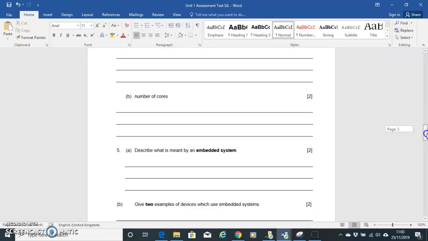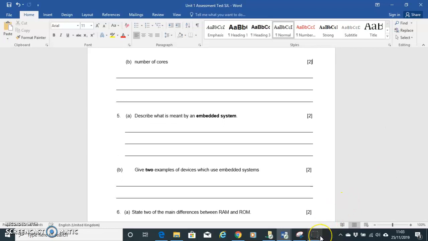2 marks for the description of what is meant by an embedded system.